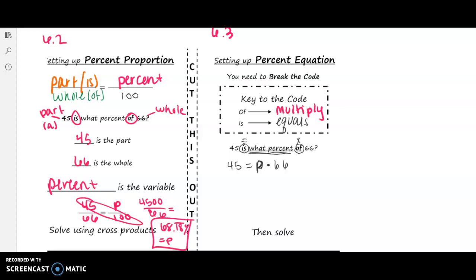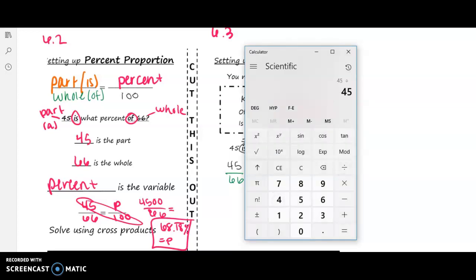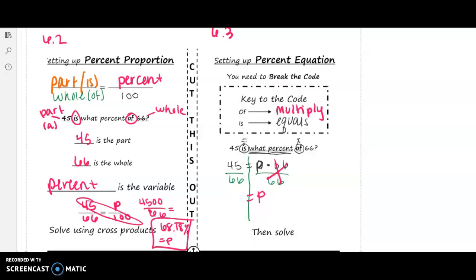Now we've done this before. To refresh your memory, we draw a line down the equal sign, and anytime we are multiplying, we have to do the opposite. The opposite of multiplying is to divide, so we are going to divide by 66 on both sides. When we do that, our 66's cancel on the right. That leaves us with P equals 45 divided by 66, and we get 0.6818, and it keeps going on.